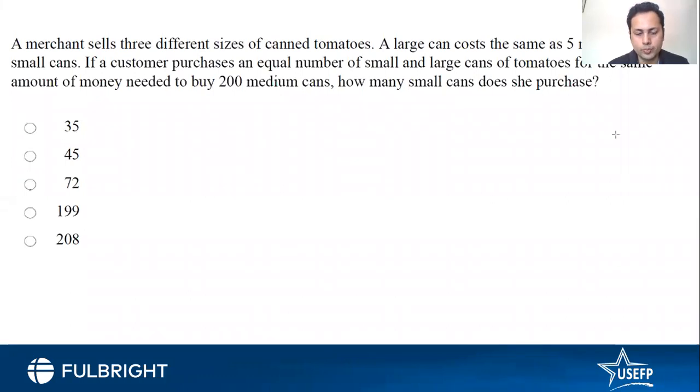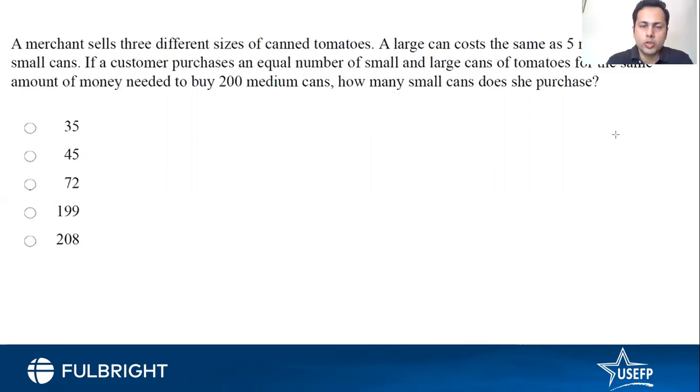Now this question is a word problem. A merchant sells 3 types of canned tomatoes. A large can costs as much as 5 medium cans or 7 small cans. If a customer purchases an equal number of small and large cans for the same amount of money needed to buy 200 medium cans, how many small cans does she purchase? So you can pause this video again and start solving this.